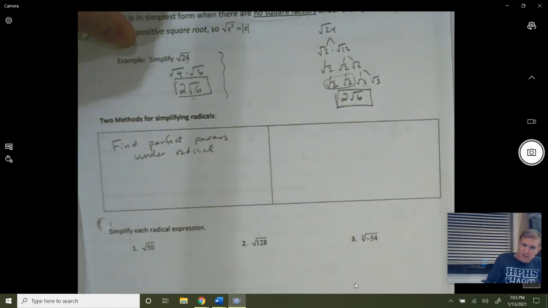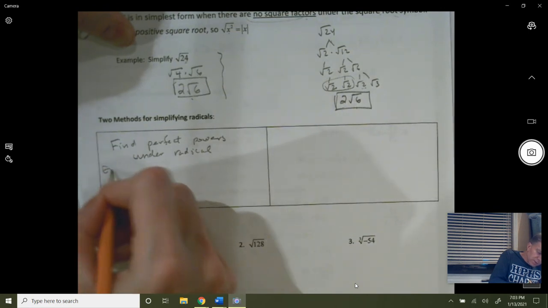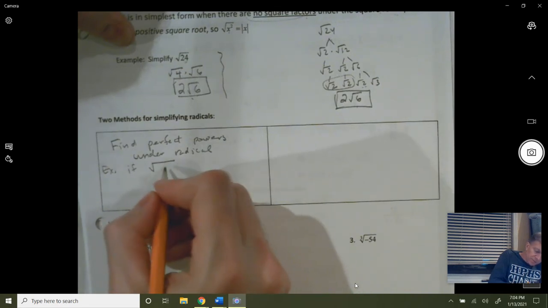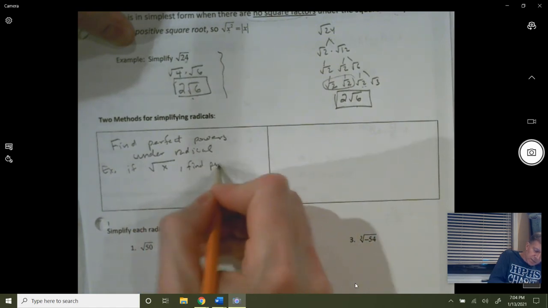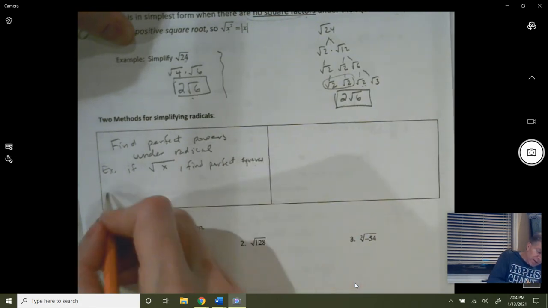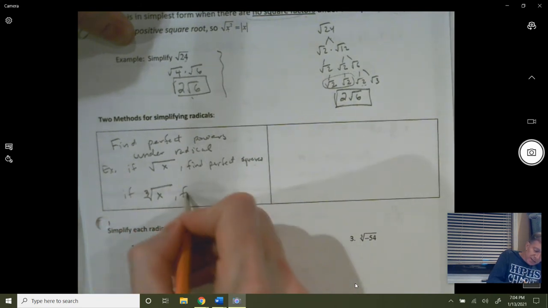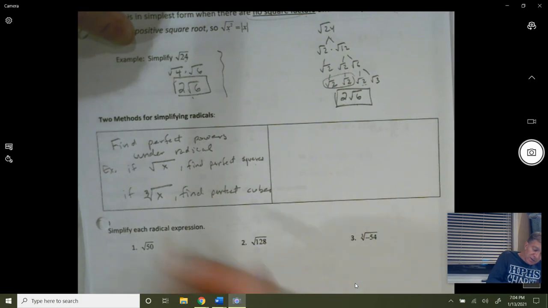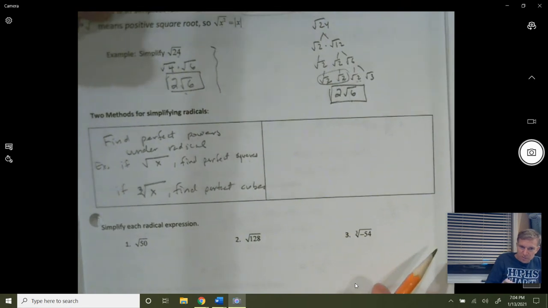When I say powers, I didn't say perfect squares. If it's a square root of some number, then you're finding perfect squares that are factors of x. If it's a cube root of your number, you're finding perfect cubes. If it's a fourth root, you're finding perfect powers, things to the fourth power.